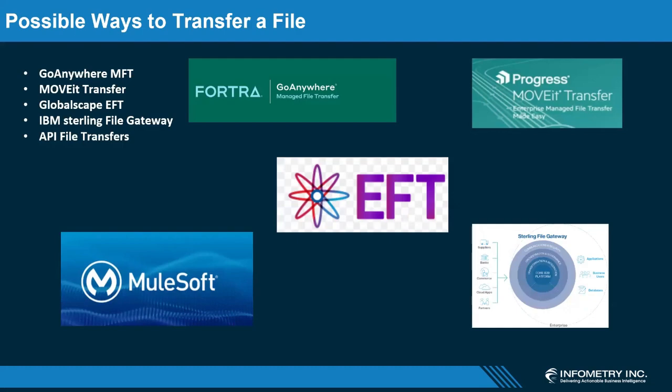There are tools we have, like GoAnywhere MFT. It supports file transferring from one server to another server, and there are others like Globalscape EFT and IBM Sterling File Gateway, and API-based file transfers, like we can use MuleSoft to transfer the files. These are all the possible ways to transfer our files from one system to another. Today we are going to discuss only GoAnywhere MFT, which means GoAnywhere Managed File Transfer.